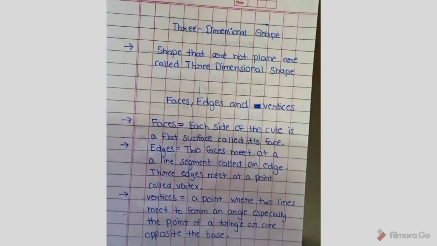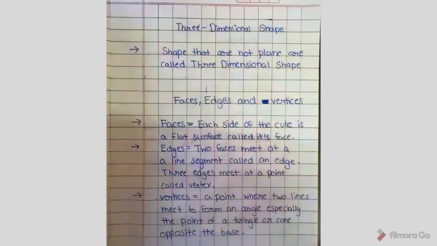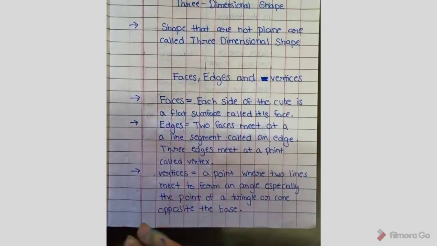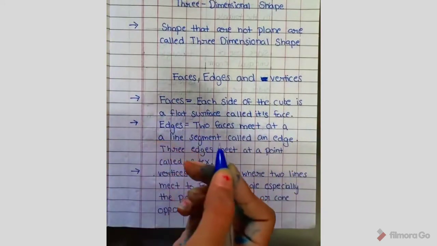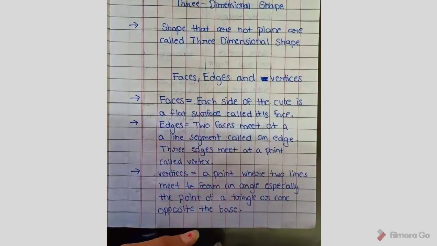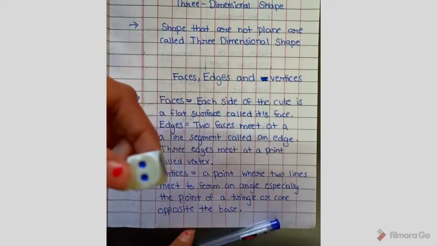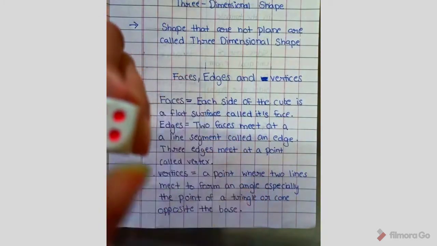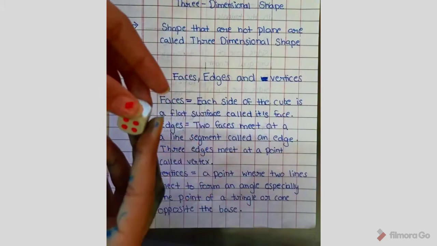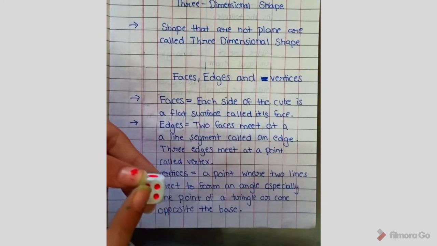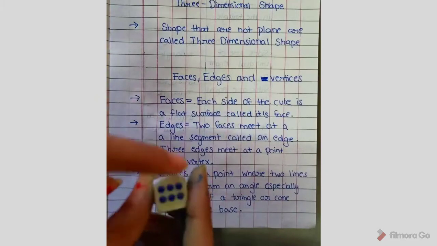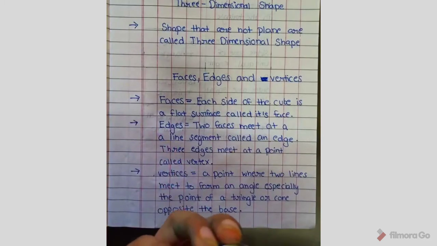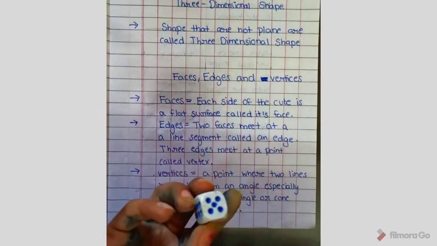Now we move further to faces and vertices. First the faces. What is a face? Each side of the cube is a flat surface called a face. Suppose we take a cube, a dice. If we see the dice or the cube, we can see each side of the cube has a flat surface. Here is a flat surface, even here. All these sides have a flat surface. So this flat surface is known as a face.